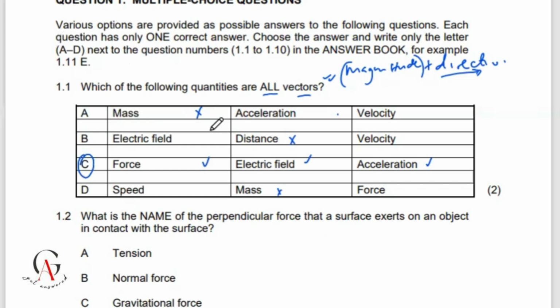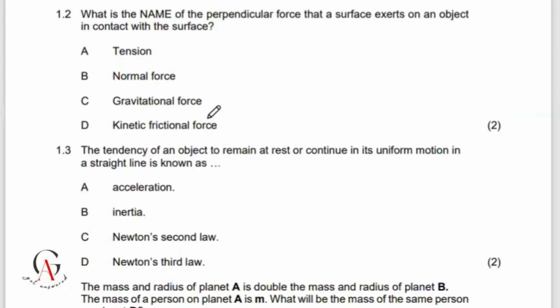Then 1.2, they're telling us: what is the name of the perpendicular force that a surface exerts on an object in contact with the surface? So let's assume this is our horizontal and this is our object. What is the name of the perpendicular force? This force that acts upwards, that the surface exerts on the object.